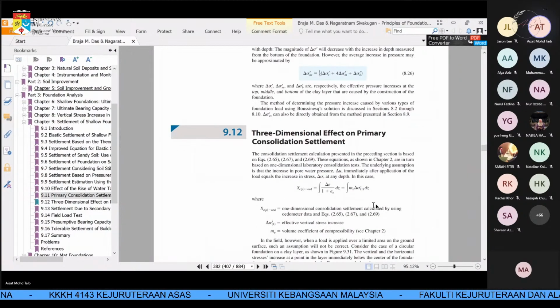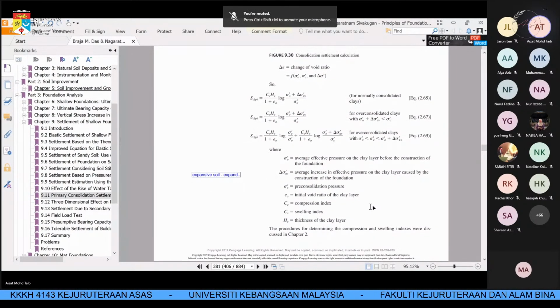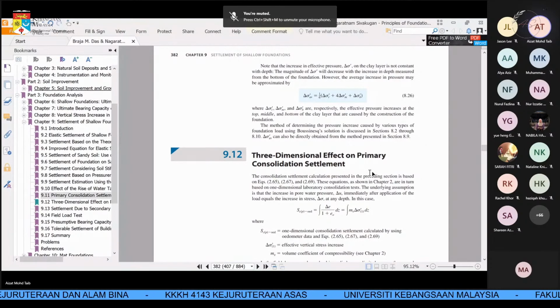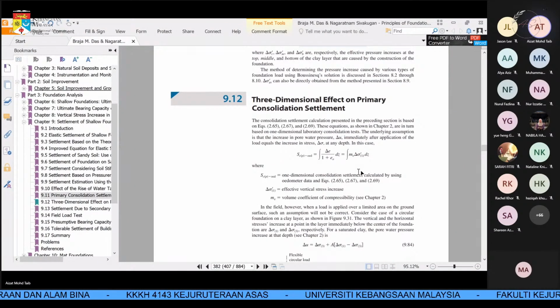Okay, alright. Apa lagi? The procedure for determining compression and swelling were discussed in chapter 2. Ni awak boleh tengok balik kat chapter 2. Okay, so these are the explanation untuk sambungan pada chapter 2 lah. Okay, so this is the average pressure, average effective pressure. Okay, alright. So that is for primary.